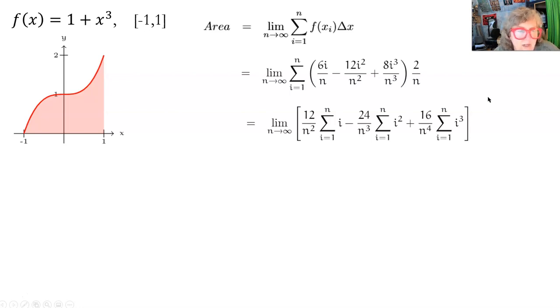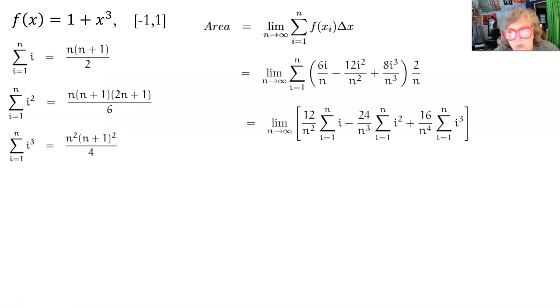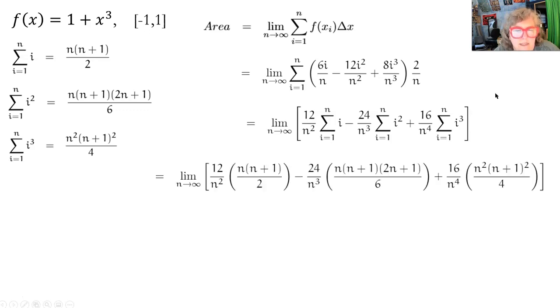Now, I have formulas. There are my formulas. I need to plug these formulas in for these summations. And I get that. Now, before we panic and say this is really gross, we're taking the limit as n goes to infinity. We have 3 different terms. I'm going to look at each term separately.